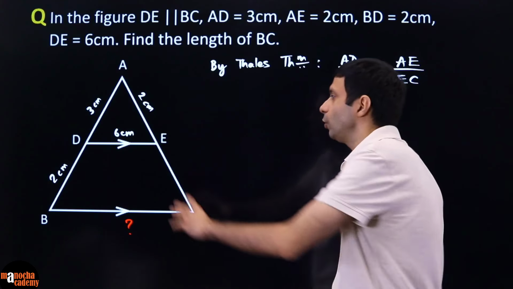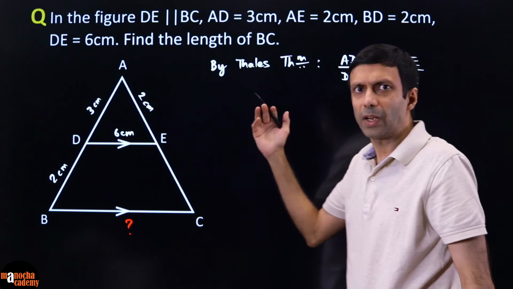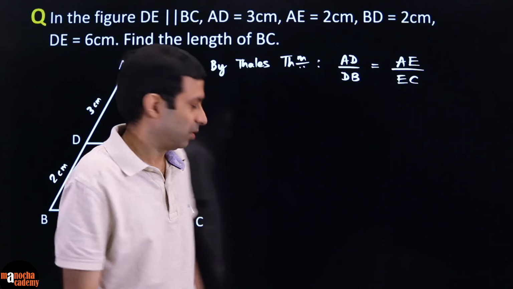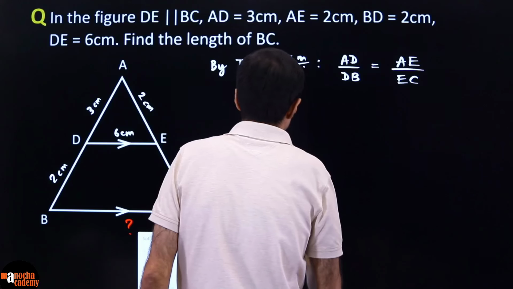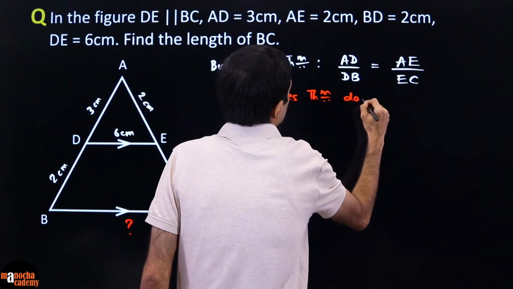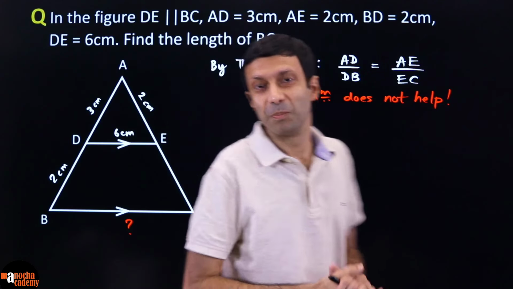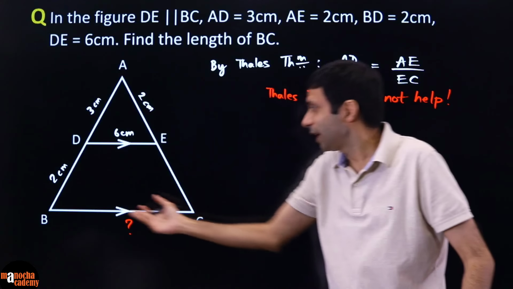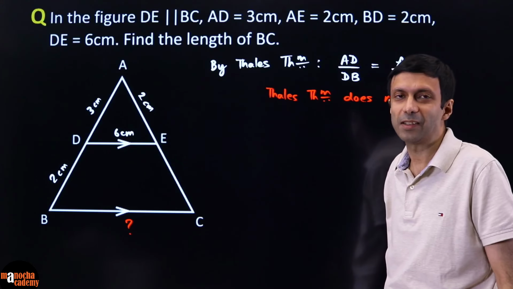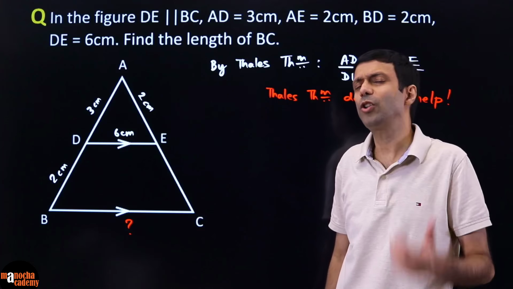But the problem is we don't want to find the length EC, we want to find the length BC. So can we apply Thales theorem here? The answer is no. Here the basic proportionality theorem does not help, because it doesn't help you find the length of the parallel side. It talks about the non-parallel sides, the parallel line dividing the other two sides. So how do you solve this?